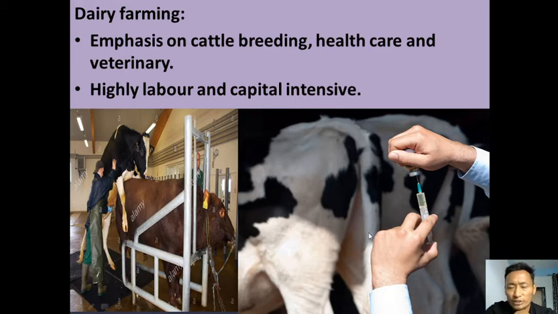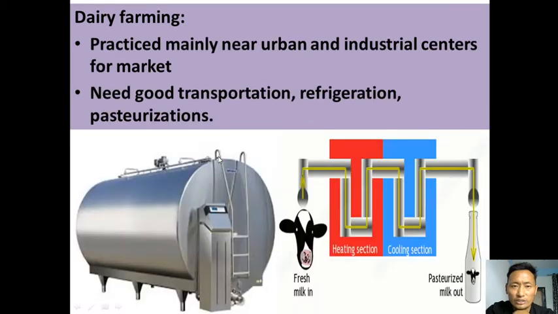Healthcare and veterinary care are also used in order to control the diseases and illnesses of the animals. In order to practice this type of dairy farming, it is highly labor intensive, meaning a huge number of people are needed, and very capital intensive. We have to spend a huge sum of money to do this type of activity. So this type of farming is very labor as well as capital intensive.